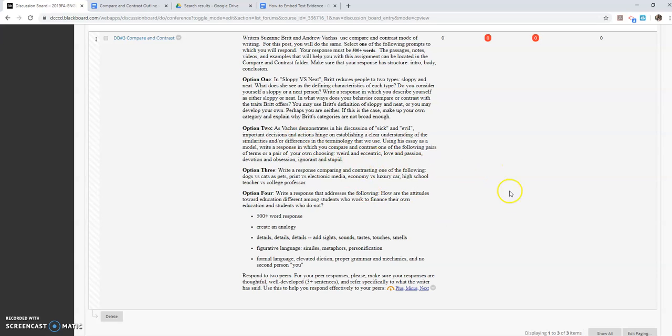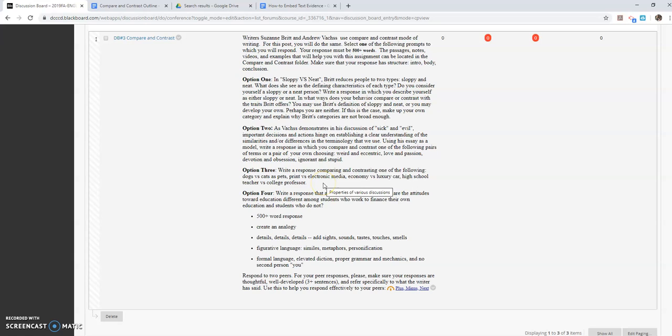Okay. In option 2, he's defining these two terms that are kind of closely related. But he is looking at the little minor elements that distinguish the two of them. And so you would do the same thing. And these terms are closely related: weird, eccentric, love, passion, devotion, obsession, ignorant, stupid. And so you will break them into the differences or the similarities. Okay, what's the difference between weird and eccentric?